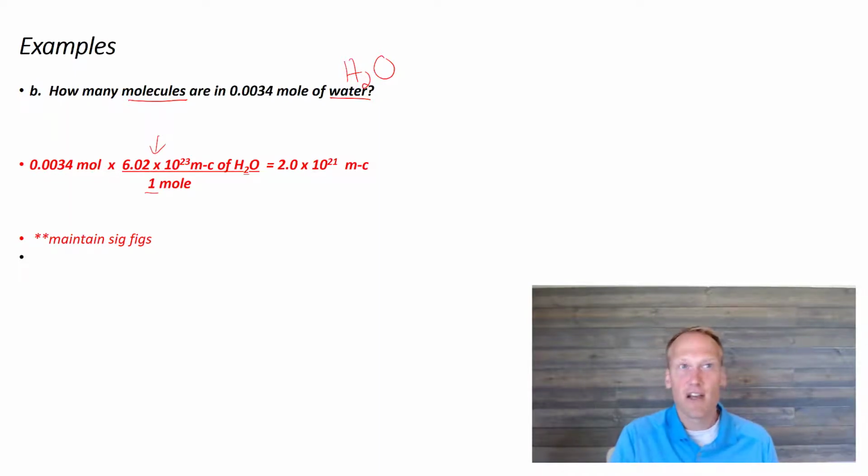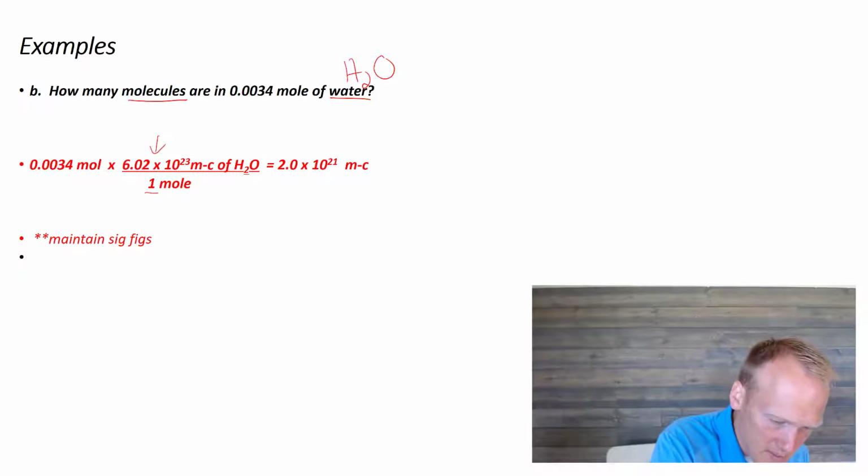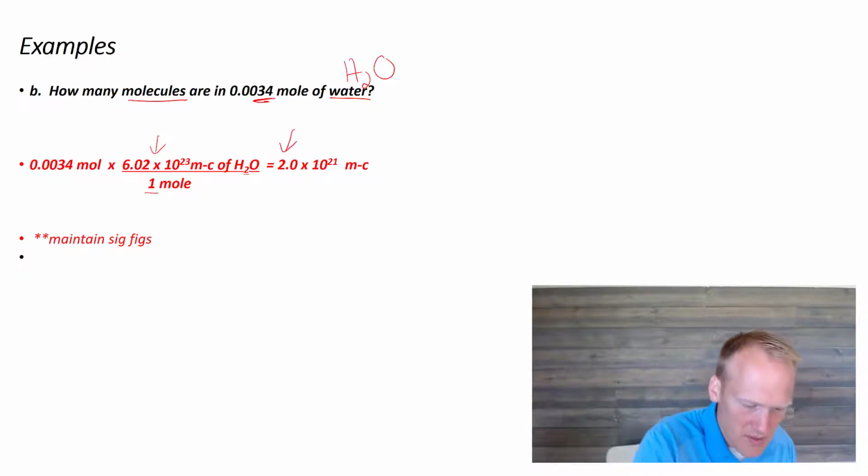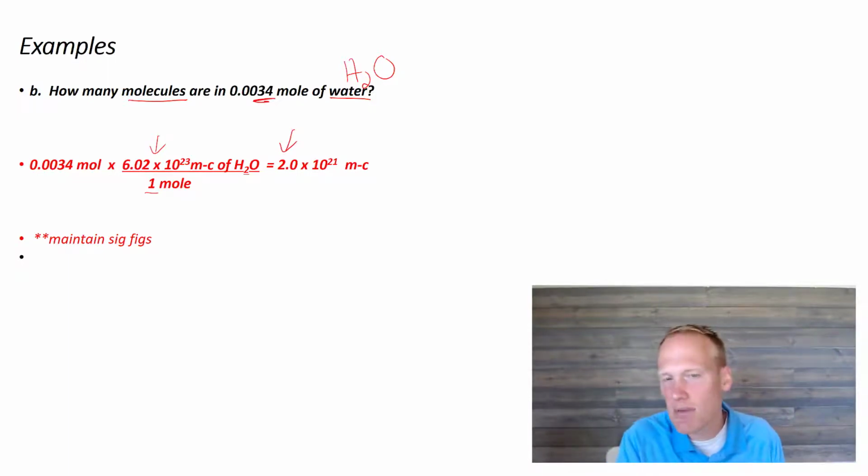I could have said you have 0.0034 moles of donuts, and it would be the same ratio. 1 mole of donuts is equal to 6.02 times 10 to the 23rd donuts. You can see we started with 2 sig figs, we ended with 2 sig figs. We'd use the EE button to type in the scientific notation.